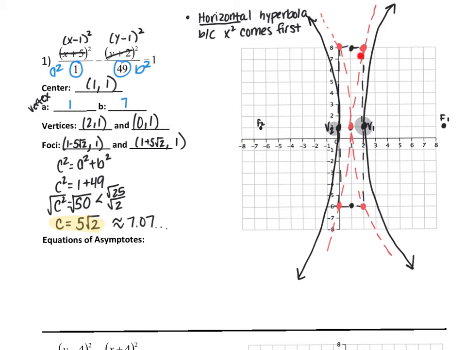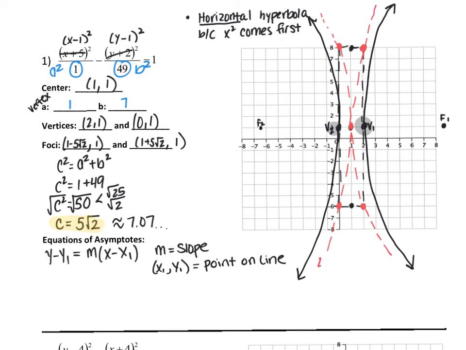But if I want to write the equations of these asymptotes, remember point slope form. So remember we have y minus y1 equals m times x minus x1, where m is your slope and x1, y1 is any point on the line. So we can leave them in this form. I'm okay with that. So let's look at this one first. We'll call this line 1, and we'll call this one line 2.